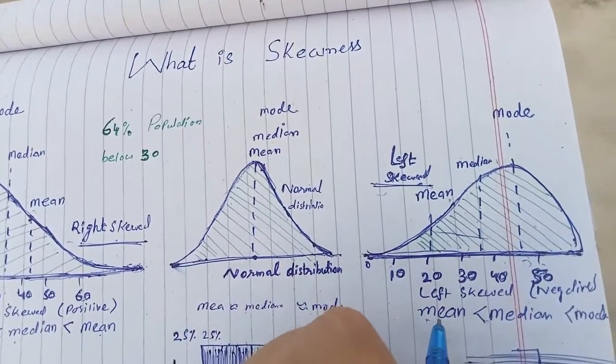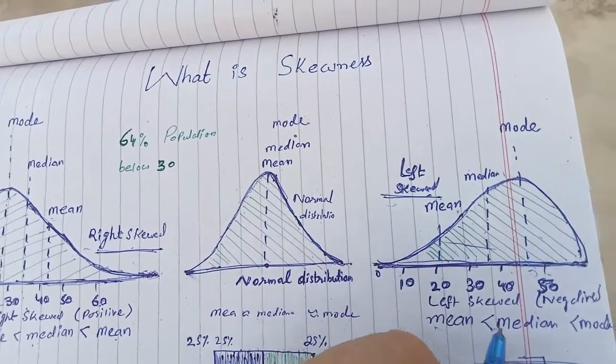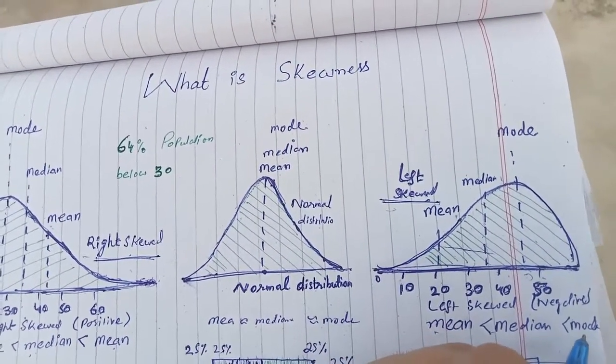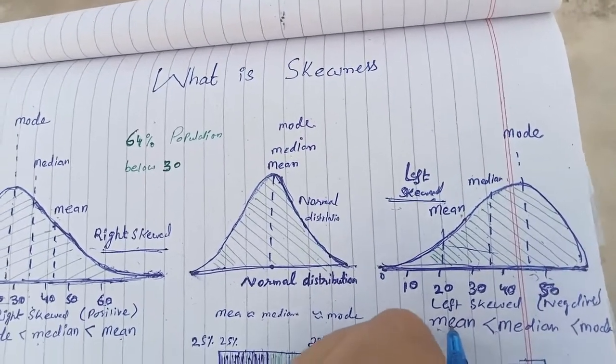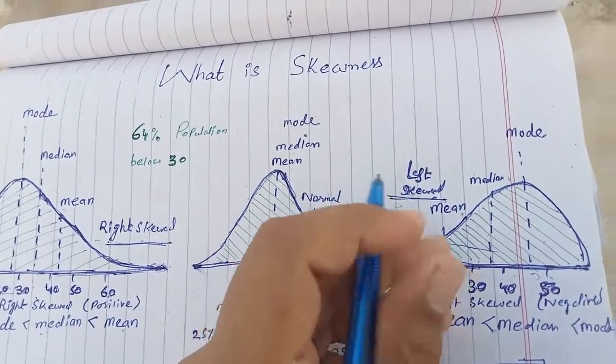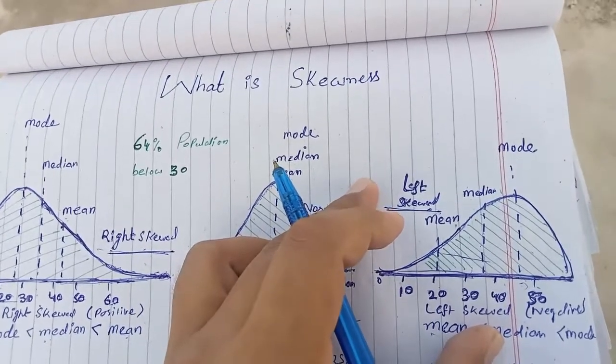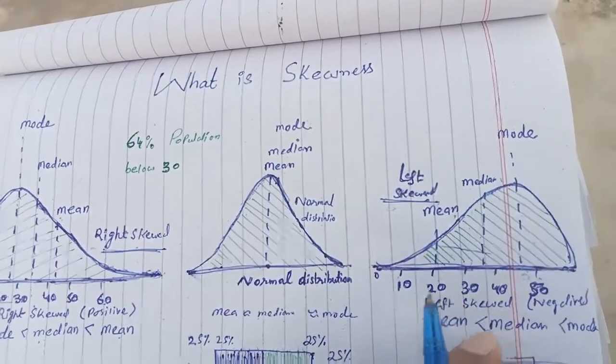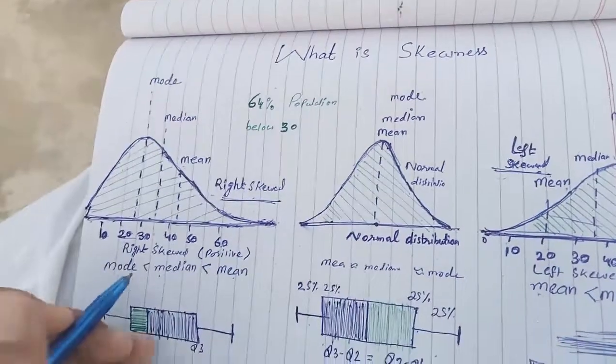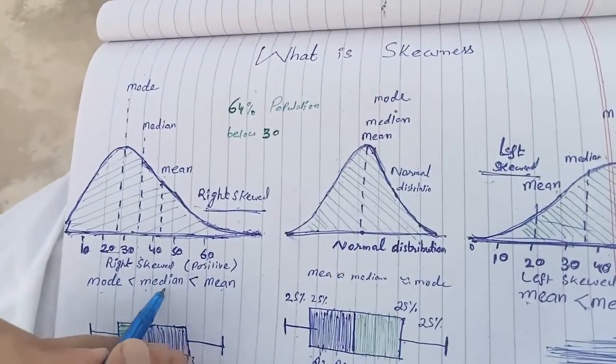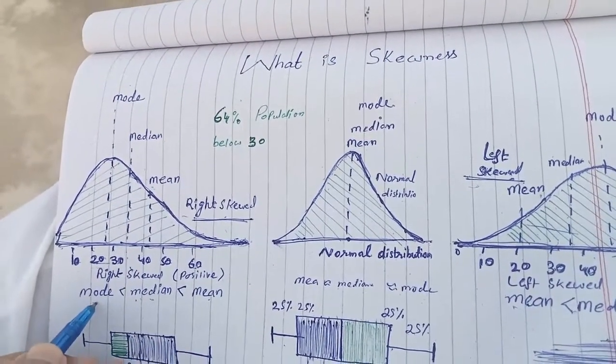That is the reason why the mean is less than the median in the left skew, and the mode is greater than the median, which is greater than the mean. This is the relationship in a left skew data set: mode is greater than median is greater than mean. In the right skew, the mean is greater than the median and the median is greater than the mode.